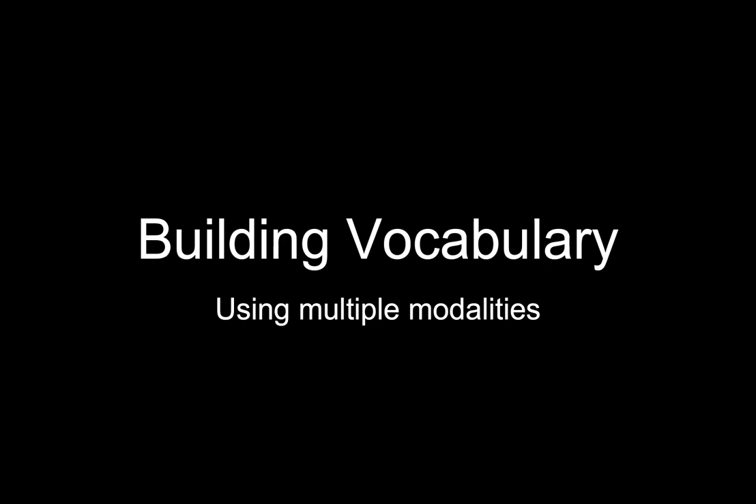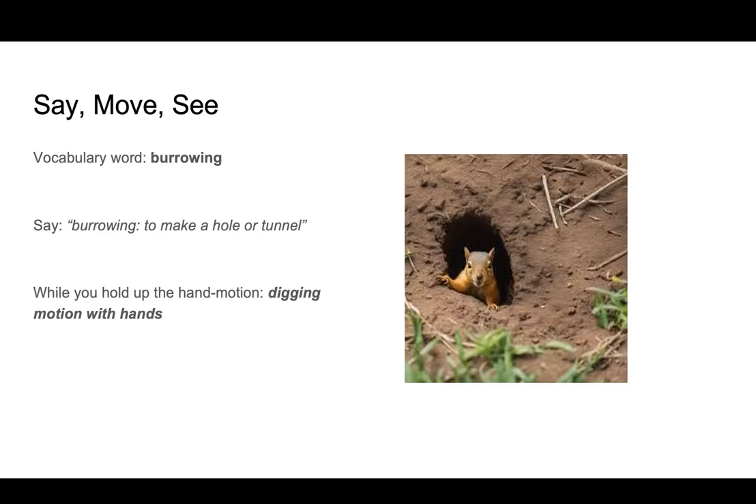One great way to build vocabulary is to use strategies that ask students to use multiple modalities. Using our example words, burrowing and barrels, we will demonstrate the say, move, see strategy. When completing the say, move, see strategy, the teacher would ask students to stand from their seats. Once students are standing, the teacher would ask students to chorally repeat the vocabulary word. The teacher and students should say the word together at least twice.